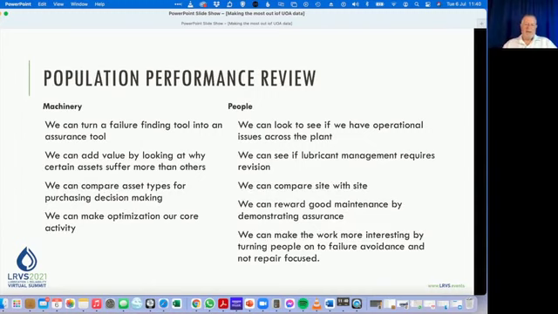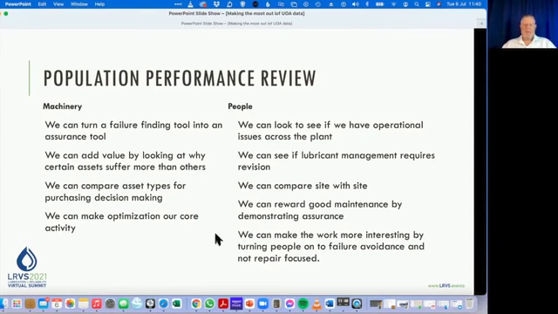Now, if we look at this population performance review from a position of machinery or people, from a machinery perspective, we can turn this failure finding tool into an assurance tool. We can actually demonstrate ongoing suitability for further service for all those assets which report green reports. We can then add value by looking at why certain assets suffer more than others, and we can compare asset types, possibly for decisions such as purchasing, and really see which ones work best in our environment.